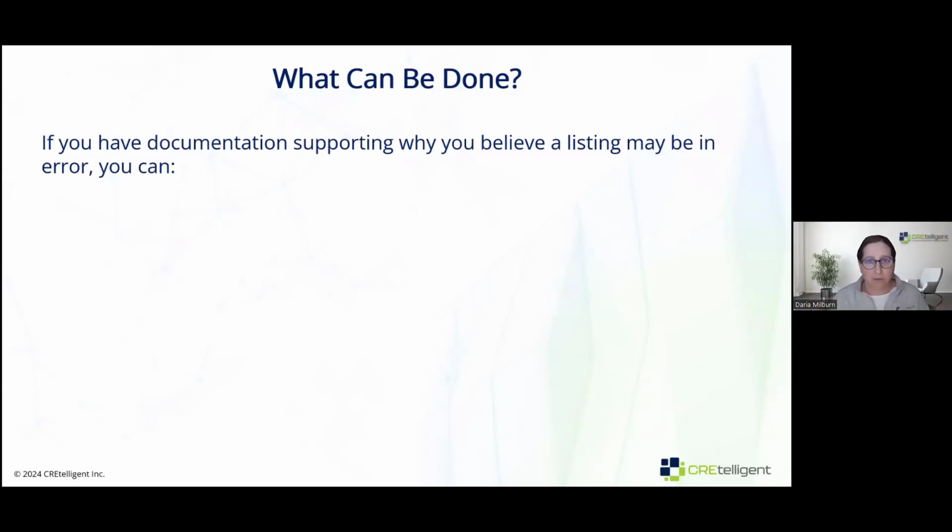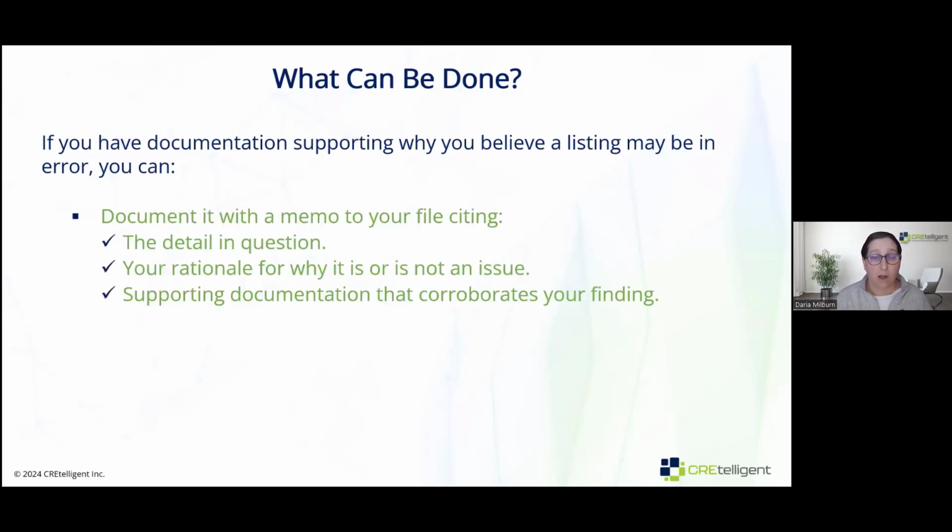So what can be done? If you have documentation supporting why you believe this listing may be in error, like I said, to change the public record could take a long time. Agencies are slow to respond, and on properties that they're overseeing remediation on, they may take weeks or months to respond. So to change some information that is a non-urgent issue in their mind, they may not prioritize that the highest. But there are things that can be done at your level, at your office level.